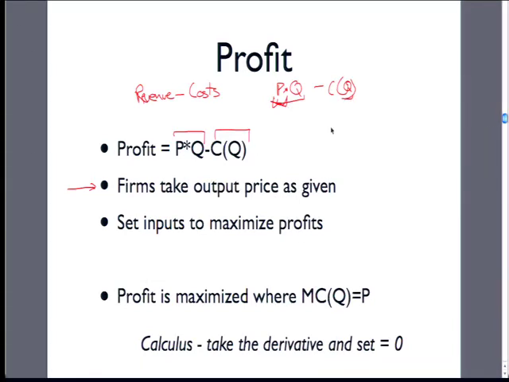So from this function, firms are going to maximize profit by setting the marginal cost equal to the output price. If we were in the calculus world and we had a function for profit, we would take the derivative, and that would give us the marginal cost equal to the price. This is like a non-calculus Econ 1, so we'll walk through this a little bit.